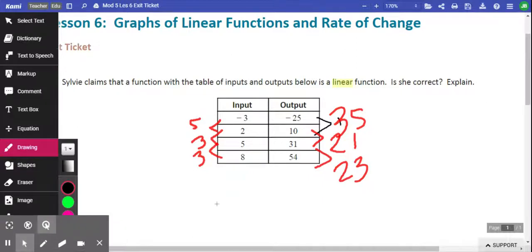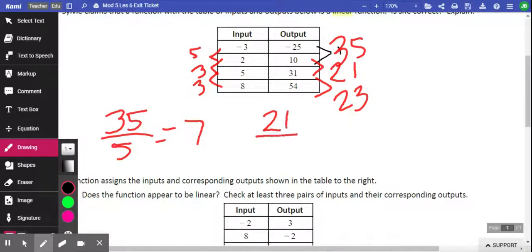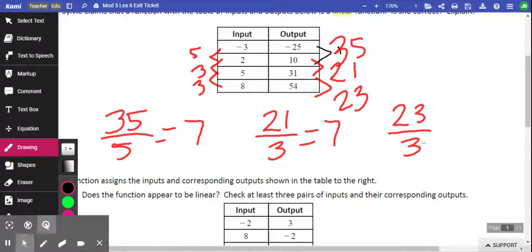So what we need to do now is we need to see if they all equal the same when you write them as a ratio. So 35 over 5 equals 7. 21 over 3 equals 7. And then 23 over 3 can't be simplified into a whole number. So looking at these right away, you know that they're not all the same. Yes, 7 and 7 are the same, but those are not the same as 23 over 3.